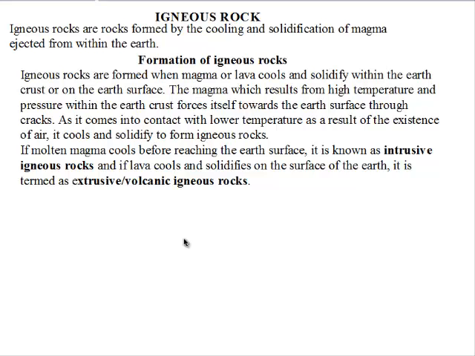If the magma cools before reaching the earth's surface, it is known as intrusive igneous rocks. That is the rocks formed when magma does not reach the earth's surface. And if the lava cools and solidifies on the surface of the earth, it is termed as extrusive or volcanic igneous rocks.